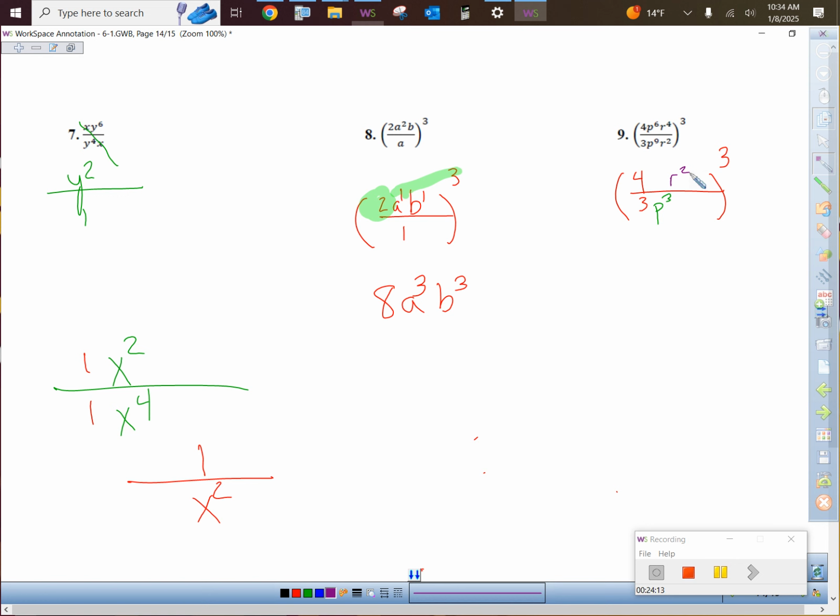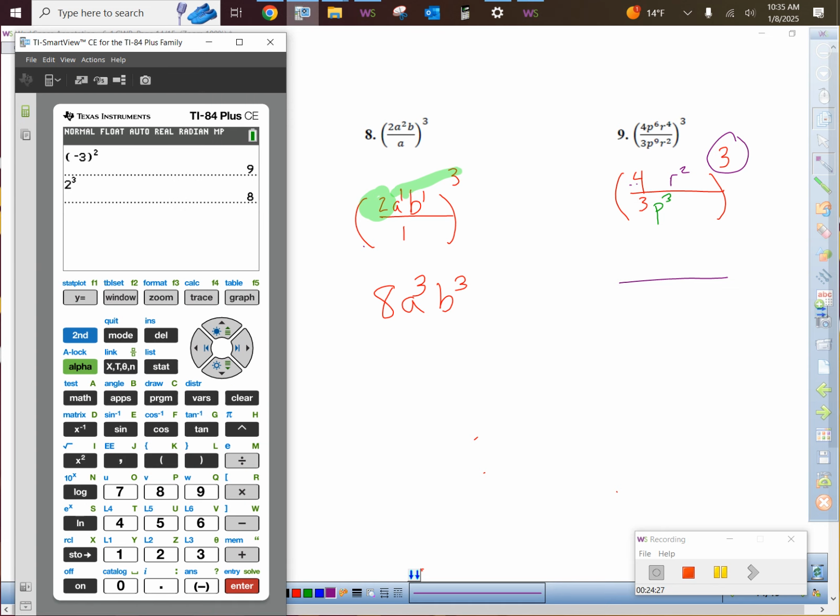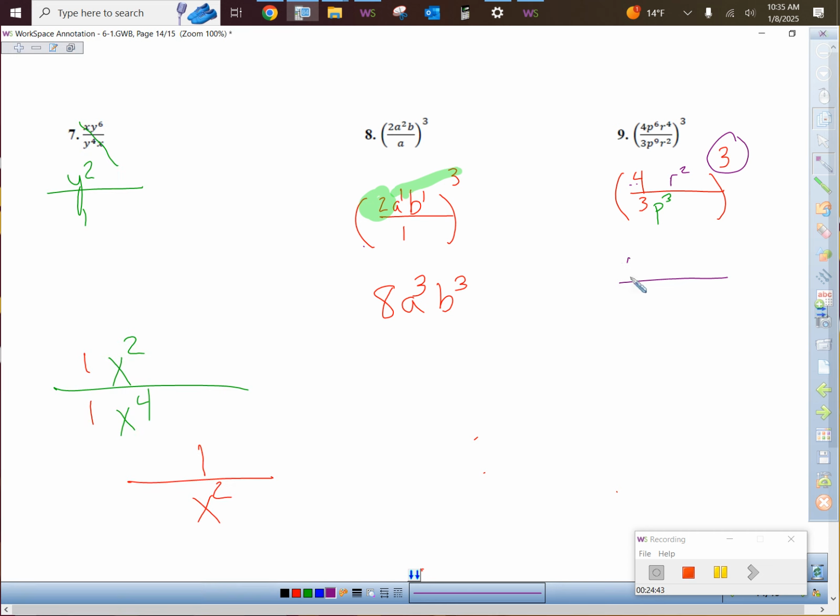Now that it's all cleaned up, everything inside here has to get cubed. The 4, the r squared, the 3, and the p cubed. So we're going to go one at a time. 4 cubed. You got to punch it in. Notice I didn't put it in parentheses. I just know it's going to be okay. You should put the negative stuff in parentheses. If you have a negative base, then you can put it in parentheses. So 4 cubed, 64. Are we okay with that being upstairs?